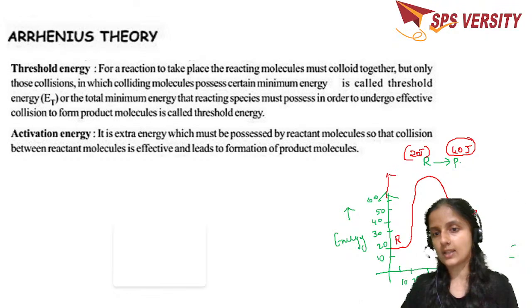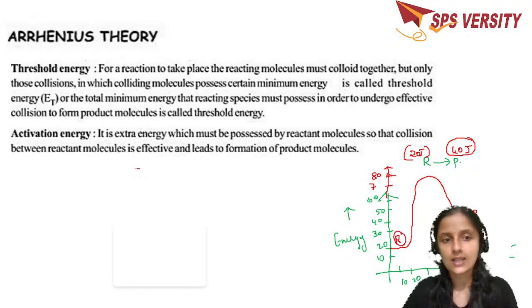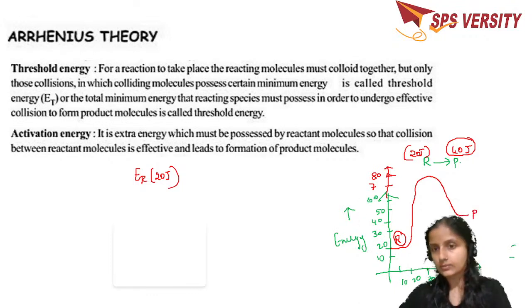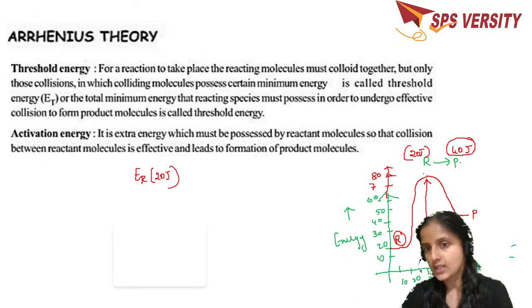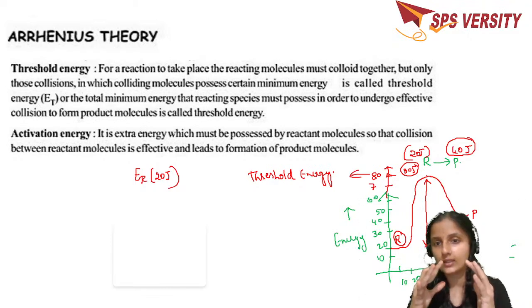So I'll extend the graph and say this is 70 and this is 80. Now what is 20? Here 20 is the energy of the reactants. Can you see that? It's the energy of the reactants. And now, what is the height? So this much amount of energy. This is the energy of the reactant, and this is the peak, which is 80 joules. This is called threshold energy. So this is the minimum marks you have to get to pass the entrance exam. So this is 80 joules.